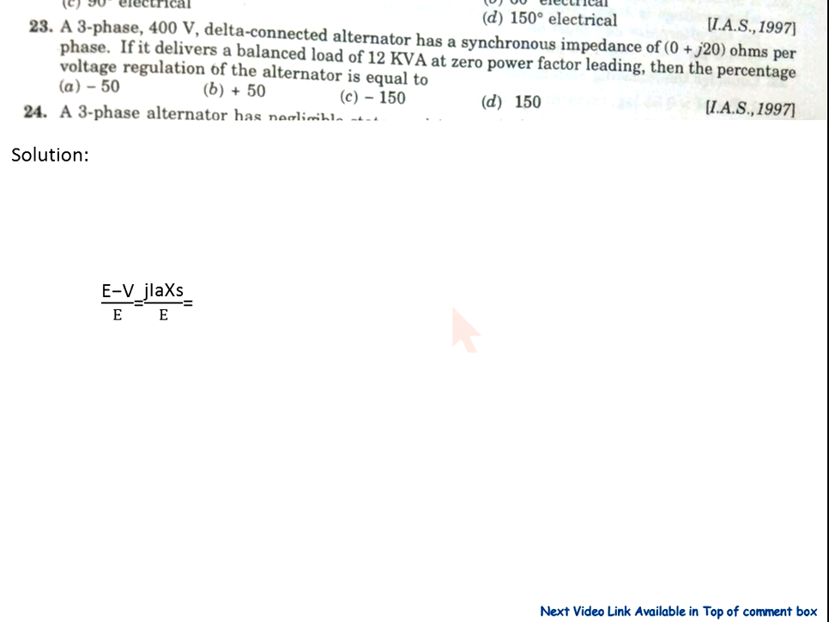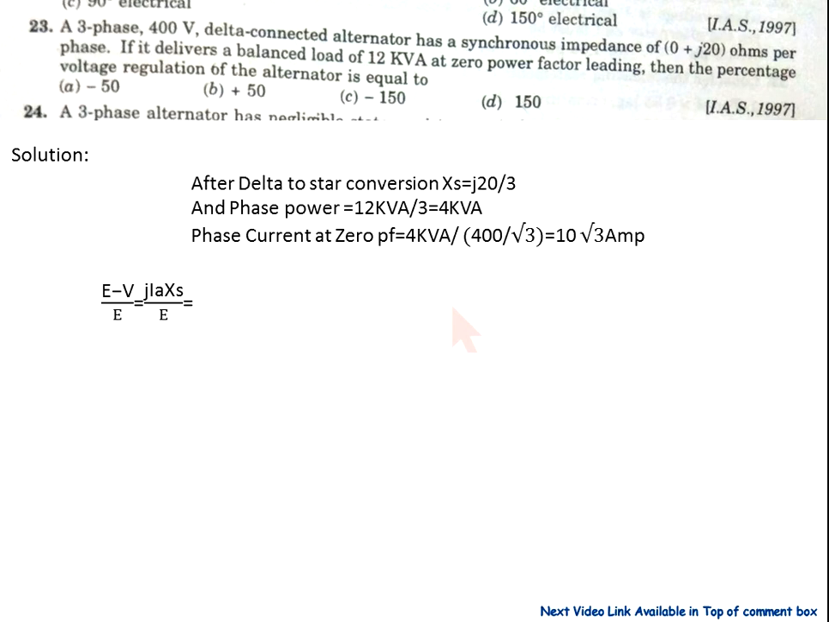This is the voltage regulation formula, as we all know. Now after delta to star conversion, the synchronous reactance XS equals j20 by 3, and the phase power is 4 kVA. The phase current at zero power factor is 4 kVA divided by phase voltage, that is 10 root 3 ampere. Now these values are put in the voltage regulation formula, then we get 15% voltage regulation. So the answer is B.